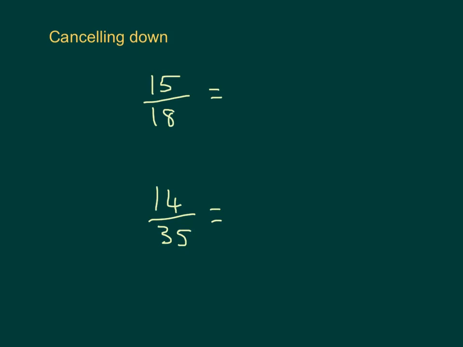Now, in the same way that we can find equivalent fractions by multiplying, we can also find equivalent fractions by dividing, if the top and the bottom will divide by the same number. See if you can cancel down or simplify these 2 fractions.